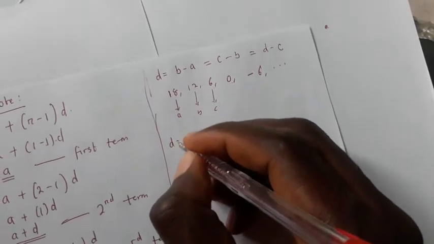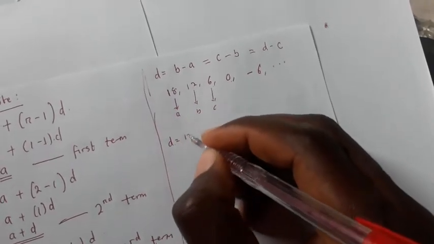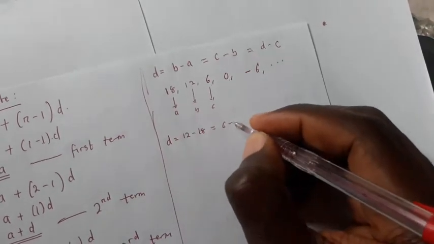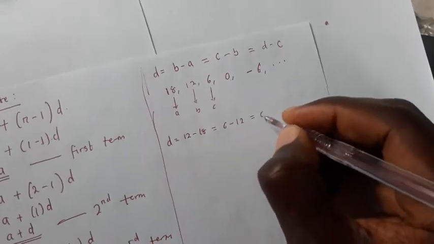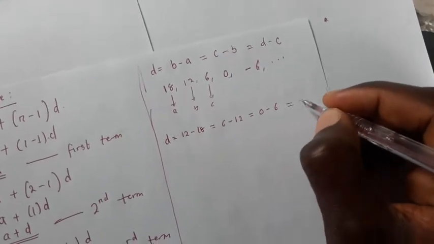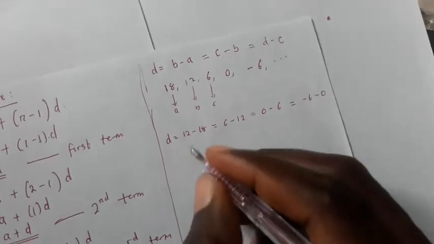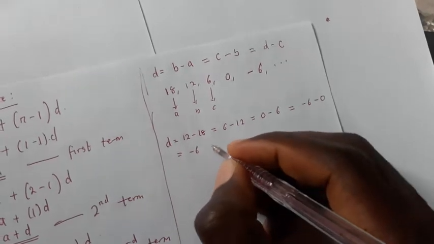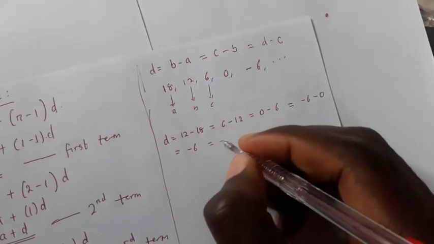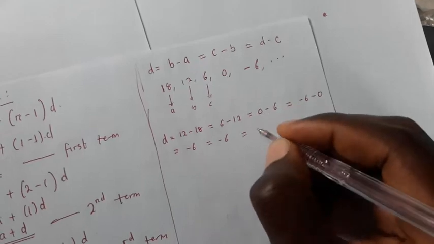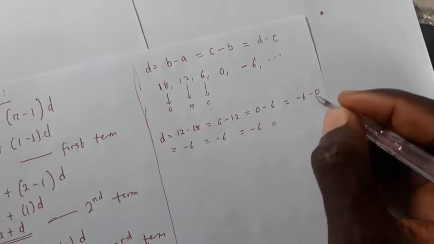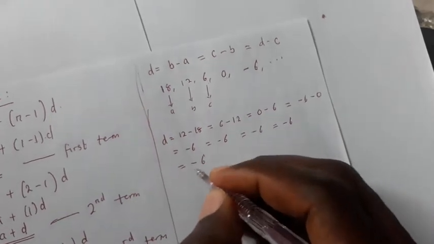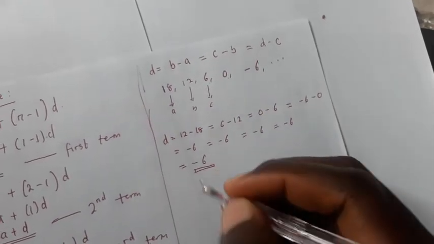We have our D to be 12 minus 18. It must be equals to 6 minus 12. It must be equals to 0 minus 6. It must be equals to minus 6 minus 0. Let's see if it is equals to each other. 12 minus 18, that's minus 6. It's equals to 6 minus 12, that's minus 6. Is equals to 0 minus 6, that's minus 6. Equals to minus 6 minus 0, that's minus 6. Correct. We have minus 6 to be common difference.